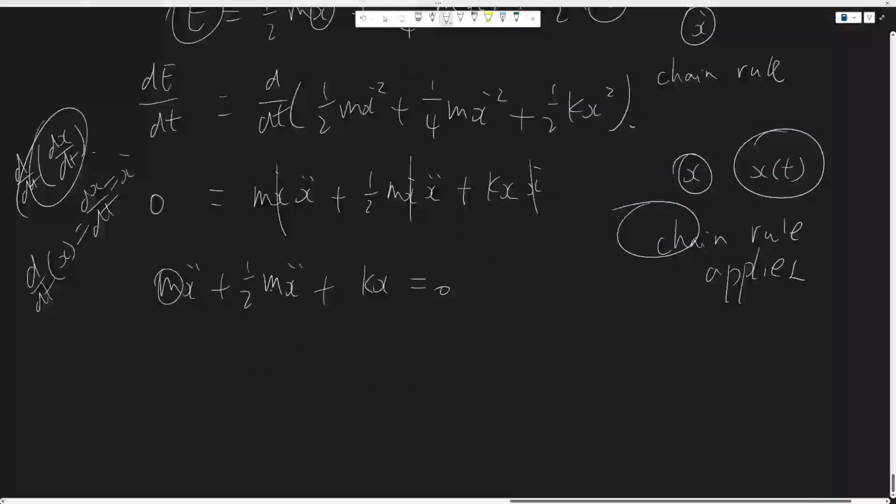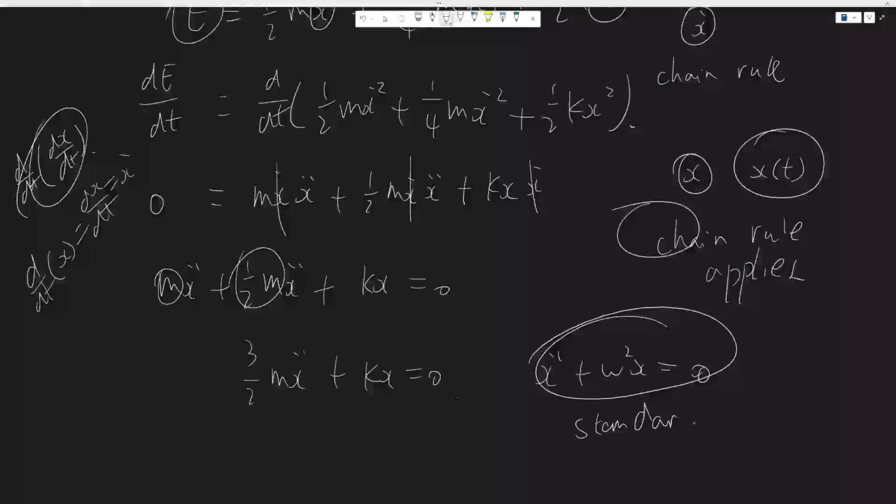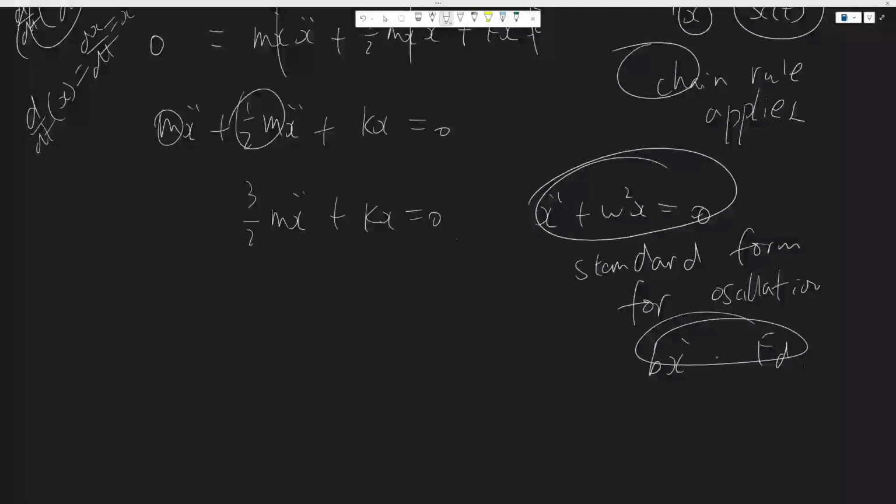Let's group the terms. This and this, we get 3 over 2 m x double dot plus kx equals 0. And remember, we're trying to get this formula to the form of x double dot plus omega squared x equals 0, because this is the standard form for oscillation. And depending on the type of oscillation, if it's a damped oscillation, we can always add a damping term of b x dot, or we can even add a driving force term if it's a driven oscillation. But that is for later. We will discuss that later. But just so you know, we need to get to this form because this is the standard form for oscillation, and this omega here is the frequency.